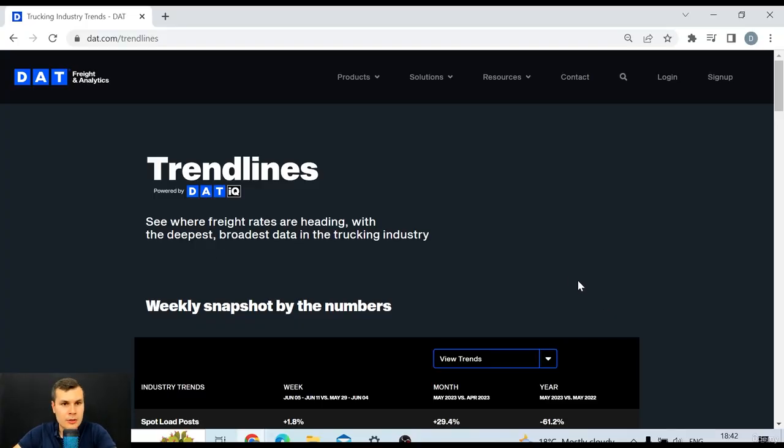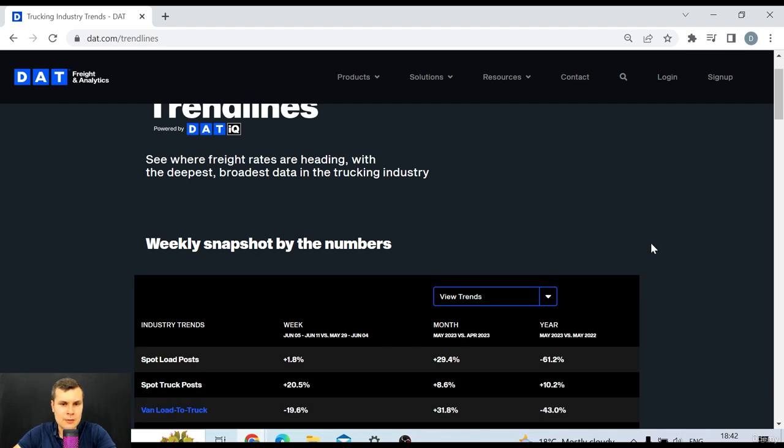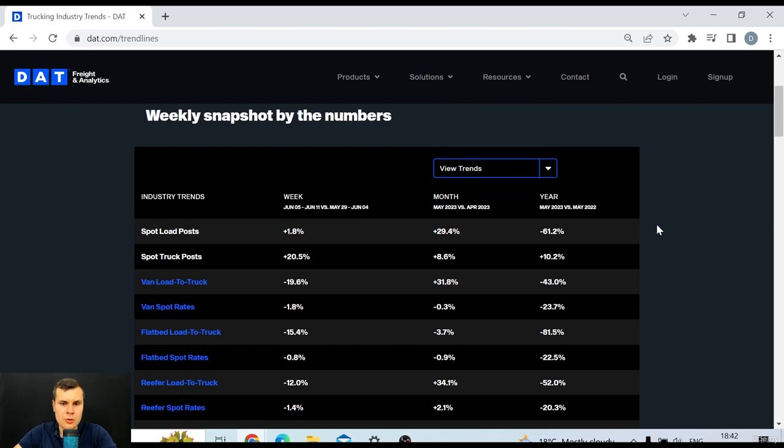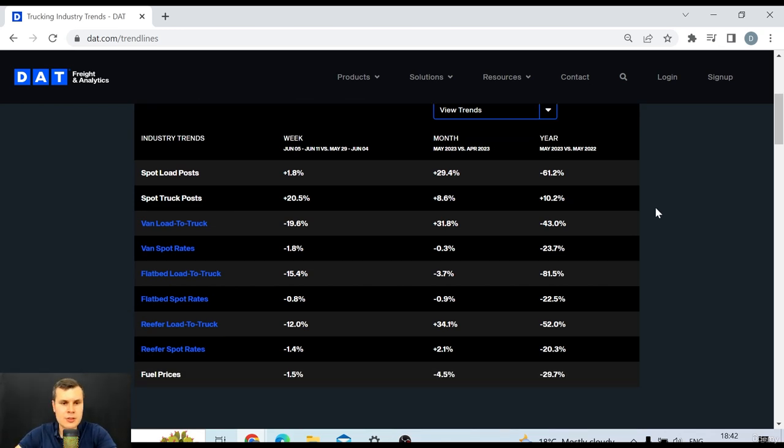Okay, here we are on the DAT Trendlines website. We're on the main page, and the first thing we see here is a weekly snapshot by the numbers. So these are percentage changes in demand and supply for transportation over periods of time, and we have the weekly period of time, monthly period of time, and a yearly period of time. So let's look at the monthly period. So this is statistics between April 2023 and May 2023.